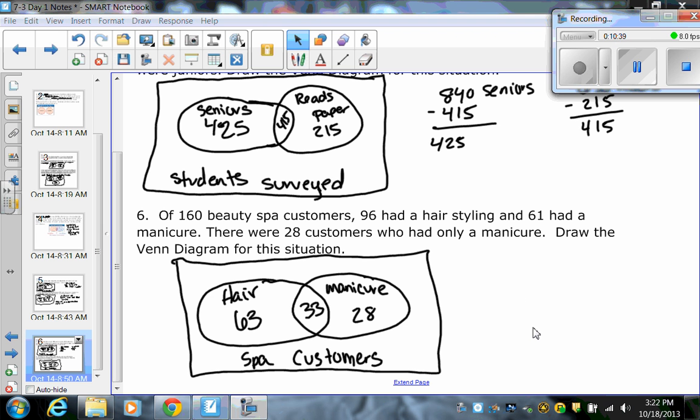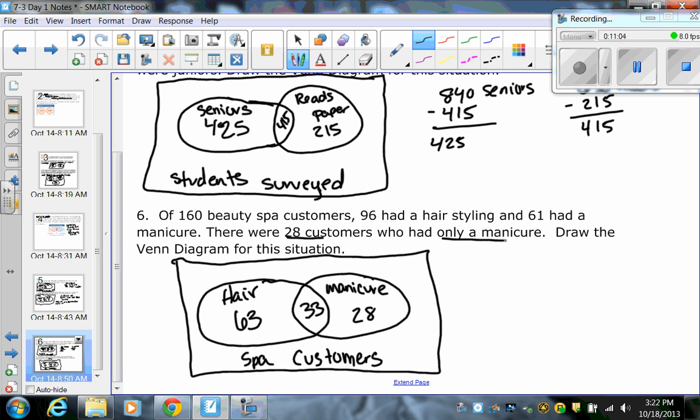Okay, so your Venn diagram should look like this. You should have that 63 of the 96 that got their hair styled did not have a manicure, so they just got their hair styled. That 33 got their hair styled and got a manicure, and that 28 only had the manicure. Now, explaining what I did tells you right here in the problem that 28 only had a manicure, so that automatically tells you this number. But then I know that 61 people had the manicure, so when I subtracted the 28, that gave me the 33. But then I knew that this whole circle had to add up to be 96, so 96 minus 33 left me with the 63.